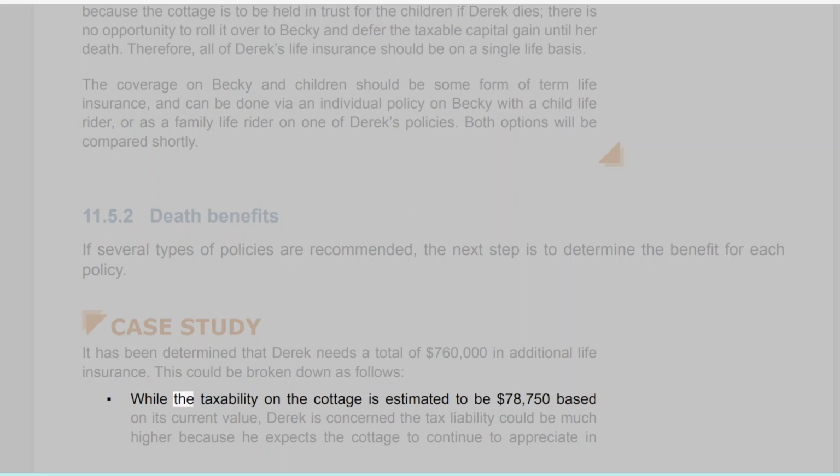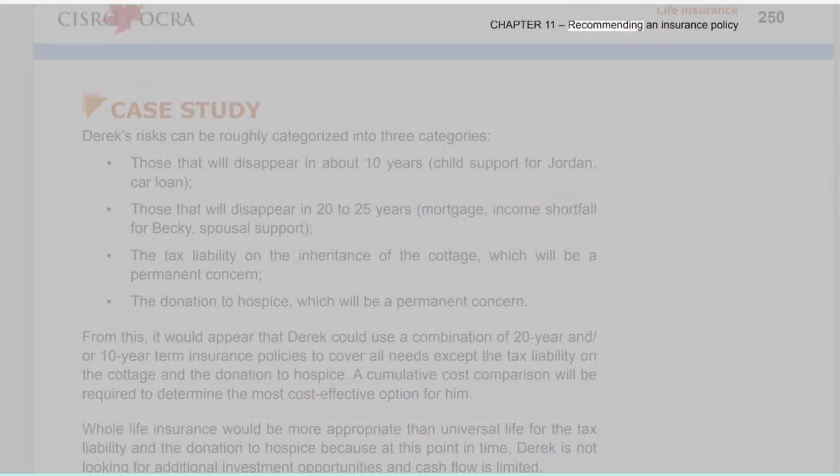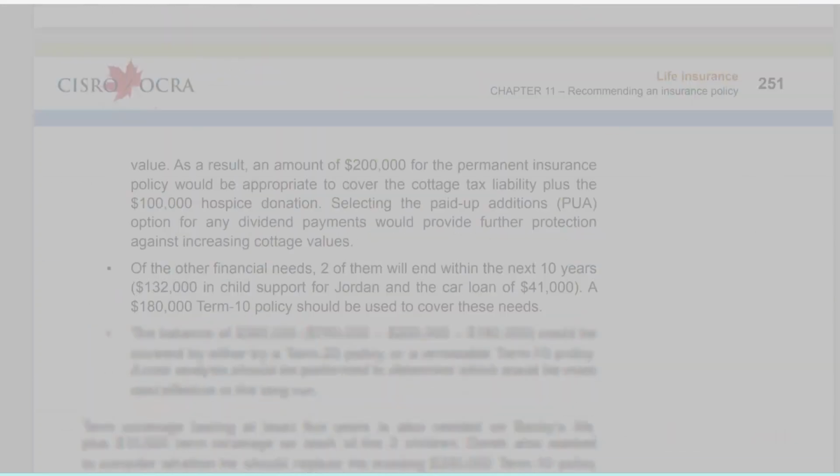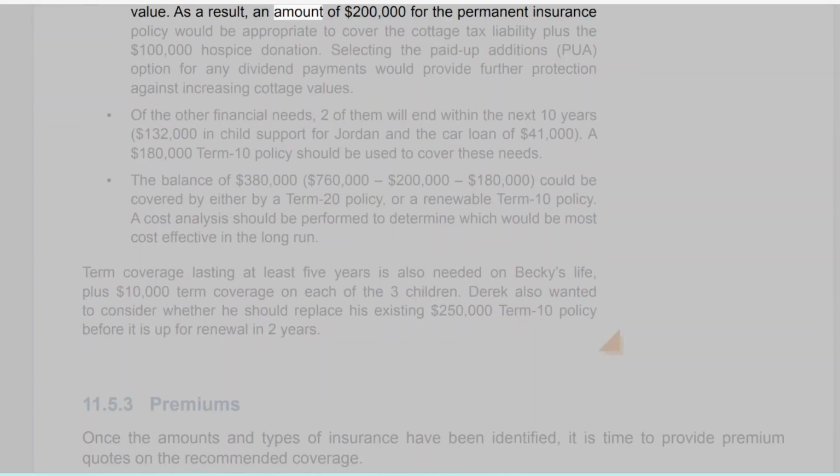While the tax liability on the cottage is estimated to be $78,750 based on its current value, Derek is concerned the tax liability could be much higher because he expects the cottage to continue to appreciate in value. As a result, an amount of $200,000 for the permanent insurance policy would be appropriate to cover the cottage tax liability plus the $100,000 hospice donation.